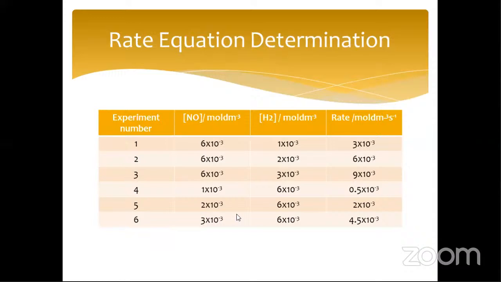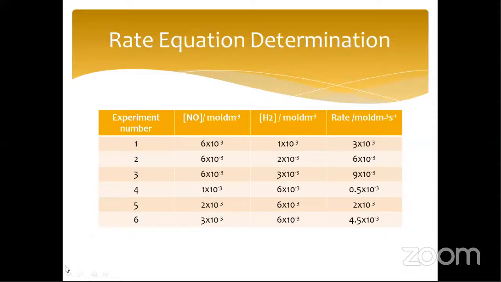So for hydrogen, we are going to be looking at experiments, comparing experiments 1 and 2. So the concentration of hydrogen in this case is 1 times 10 to the minus 3 for the first experiment. And then for the second experiment, it is 2 times 10 to the minus 3. Everyone seeing that? Yes, yes. So everybody is seeing that?